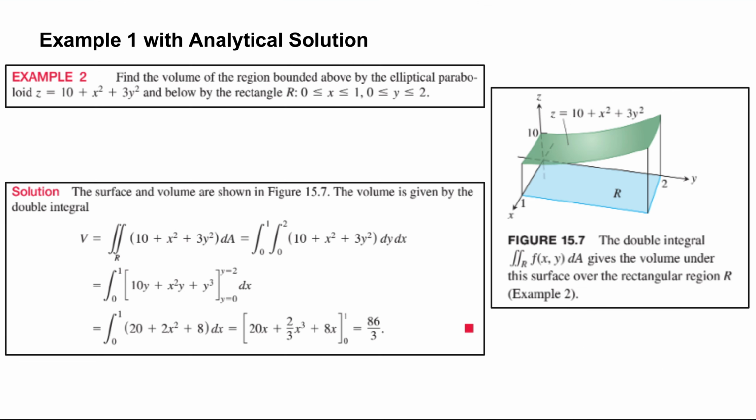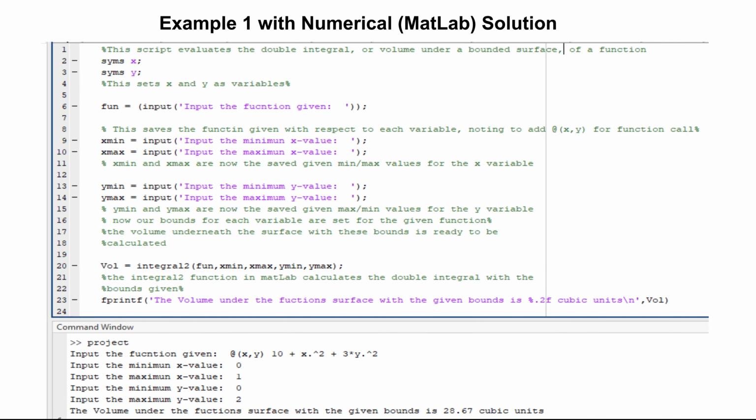For our first example, we are asked to calculate the volume of the region bounded by the elliptical paraboloid shown in the figure to the right, bounded by x and y minimums of 0 and x and y maximums of 1 and 2 respectively. We first integrate the function with respect to the y variable over its bounds, and then integrate with respect to x and its bounds, finding our total volume under the paraboloid to equal 86 over 3, or 28.67 cubic units.